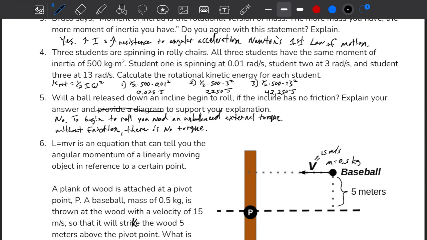Well, if the wood's not rotating, there's no I omega of the wood, because the omega is 0. Whatever the I is doesn't matter. If it's pivoting at the center, we know it's 1/12 ml squared, but 1/12 ml squared times 0 is still going to be 0. So the only angular momentum of the system is coming from the baseball, MVR, mass, velocity, radius. Mass 0.5, velocity 15, radius 5. Put that in our calculator, we get 37.5 kg m squared over seconds is the angular momentum of our system.